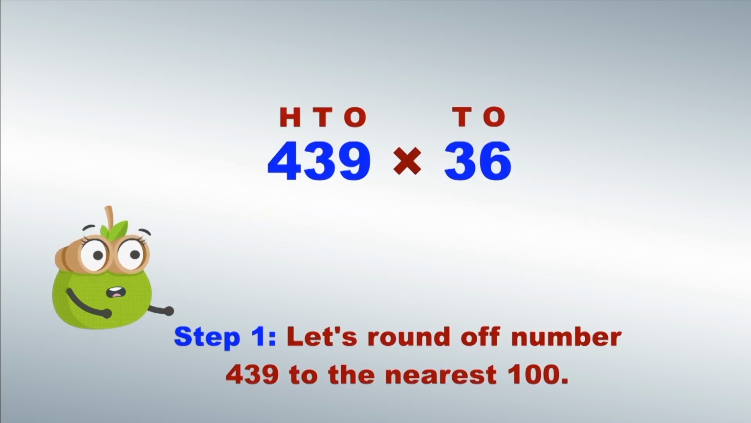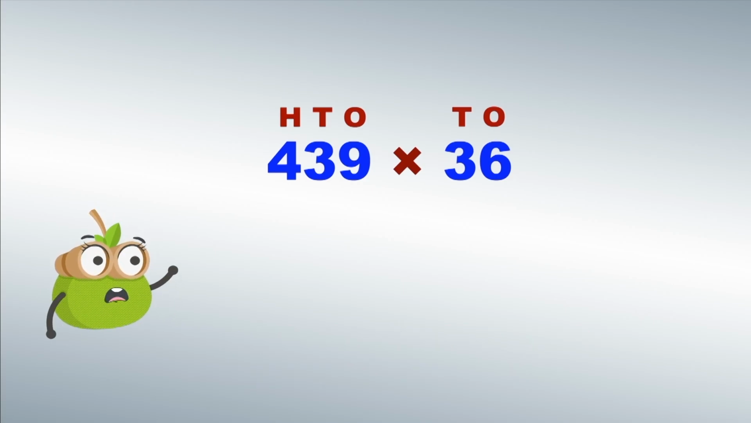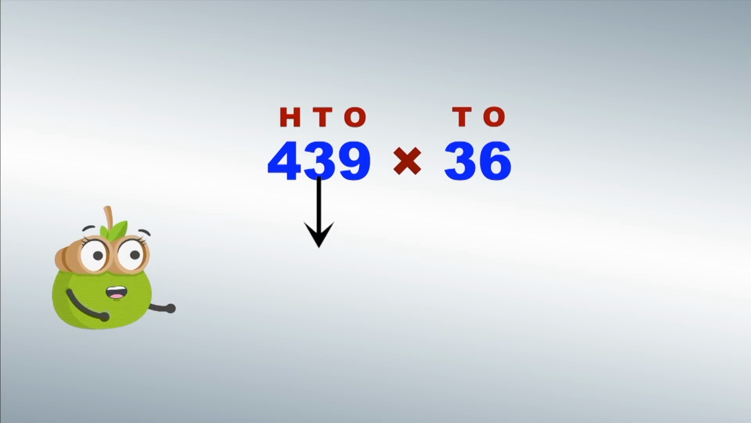Step 1. Let's round off the number 439 to the nearest 100. To round off the number to the nearest 100, we see the tens place digit. At the tens place, there is 3, which is smaller than 5. So we will round it down. Thus the rounded number of 439 to the nearest 100 will be 400.